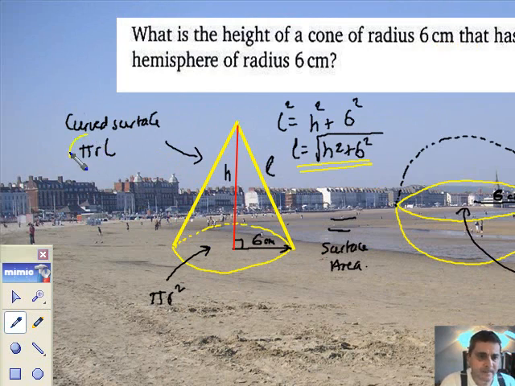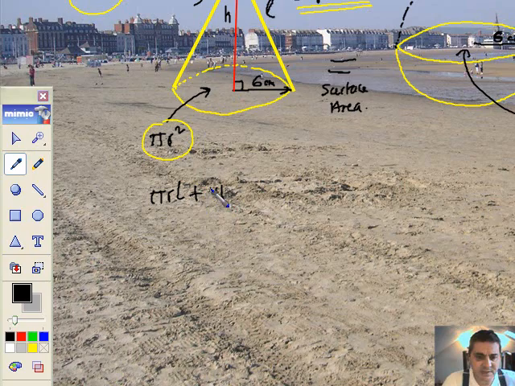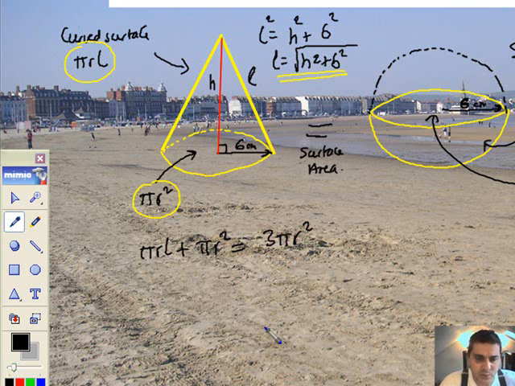So I know that the area of the curved surface plus the area of the base equals the surface area of this hemisphere. So let's just put this all together. So I've got pi r L plus pi r squared equals 3 pi r squared.